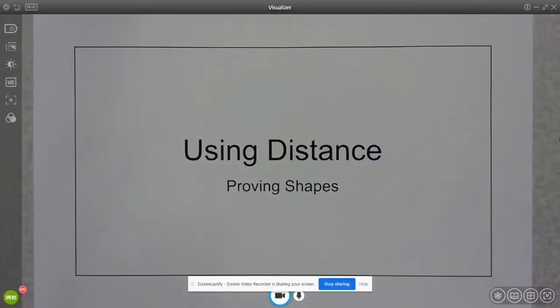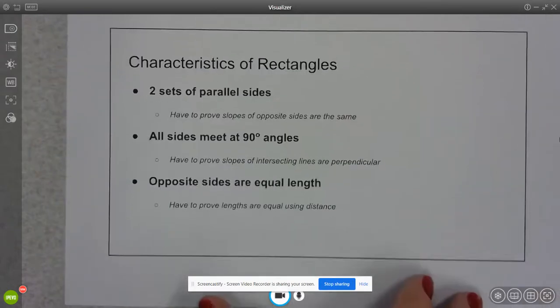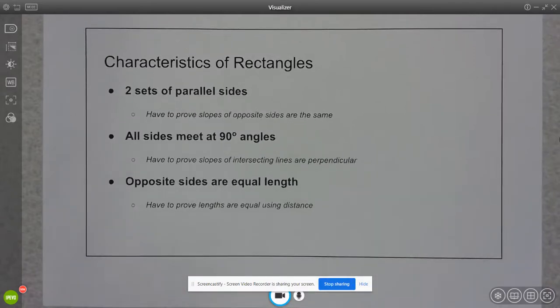In this lesson, we're going to talk about using distance for two different shapes. We're going to talk about rectangles and we're going to talk about right triangles. Before we start with our rectangle example, we do need to make sure that we remember characteristics of a rectangle.